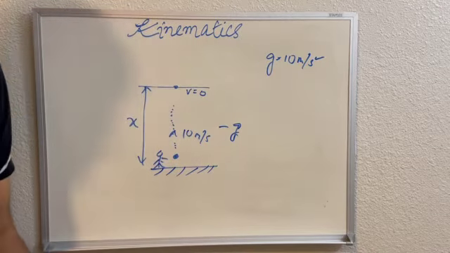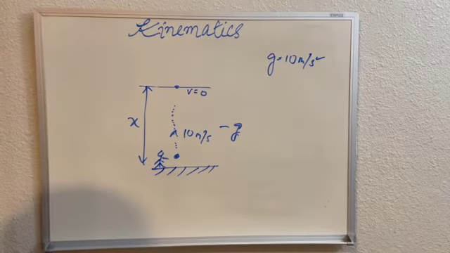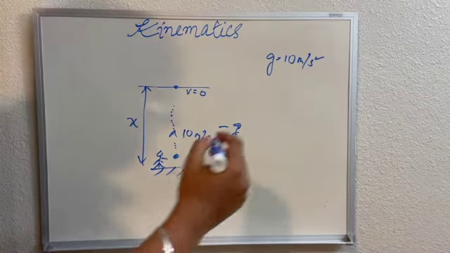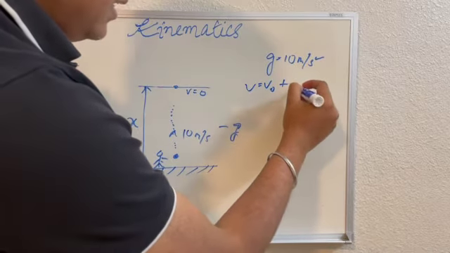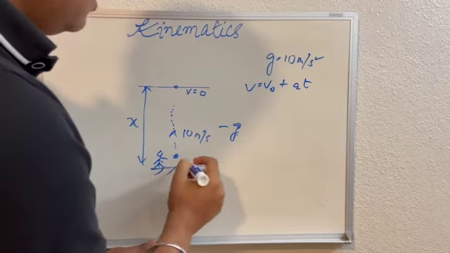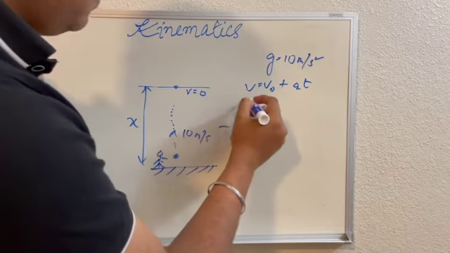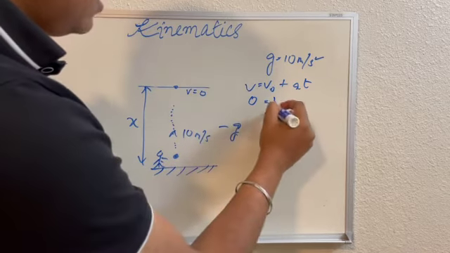So in order to solve this, the first equation that we use is v is equal to v naught plus at. We know the initial speed, the final speed is 0. The initial speed is 10 meters per second.